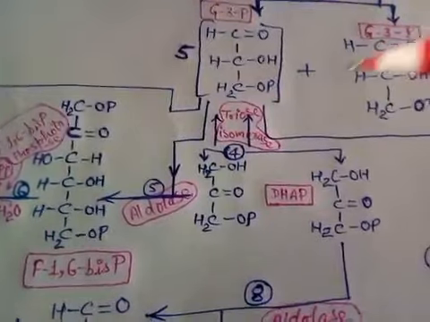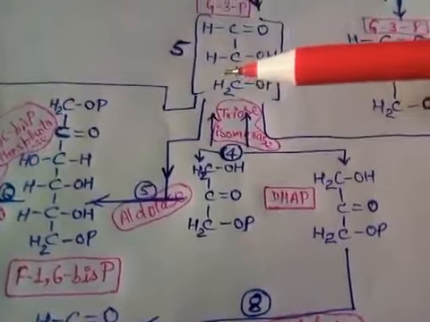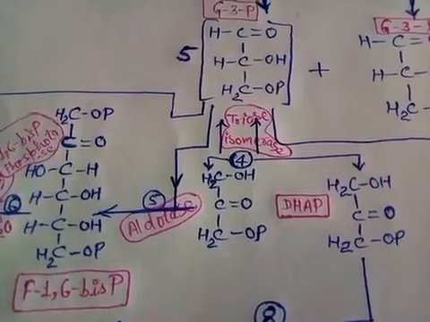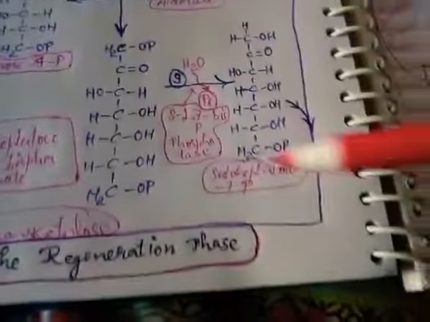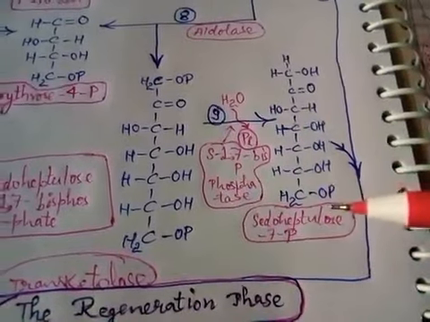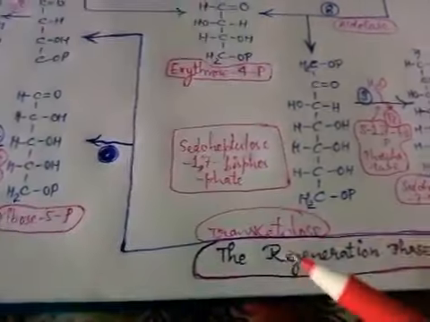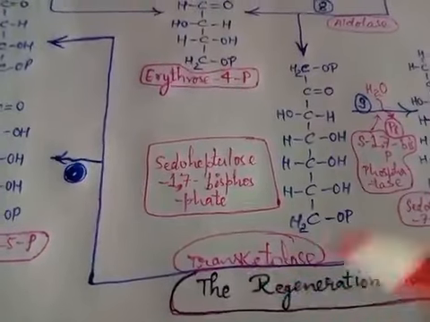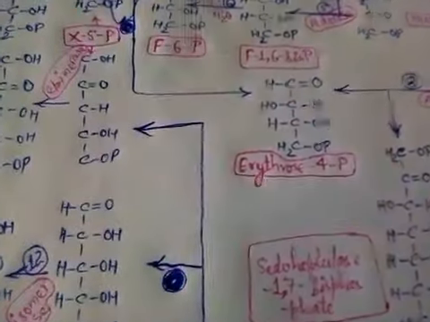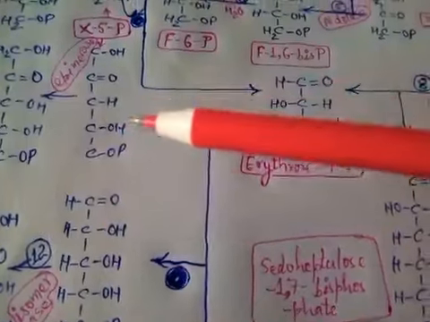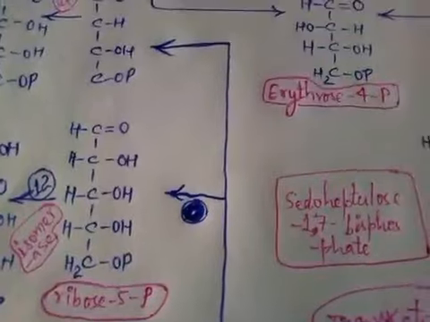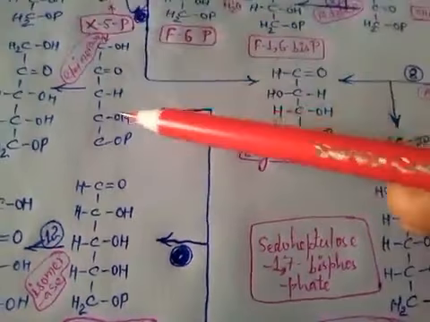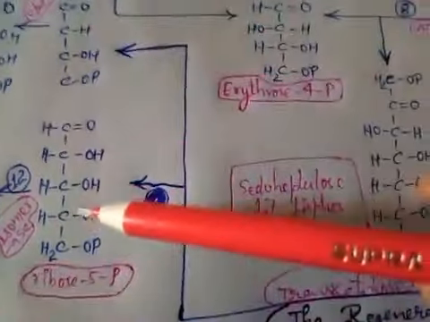And the last molecule which is rested here, that is, 4 molecules are utilized. Therefore, only 1 molecule of glyceraldehyde 3-phosphate is present here. The last and 5th molecule is combined with this pseudoheptulose 7-phosphate, and in the presence of enzyme transketolase, they are converted into 2 5-carbon molecules. First one is the xylulose 5-phosphate and the second one is ribose 5-phosphate.